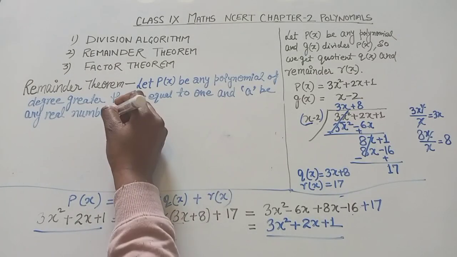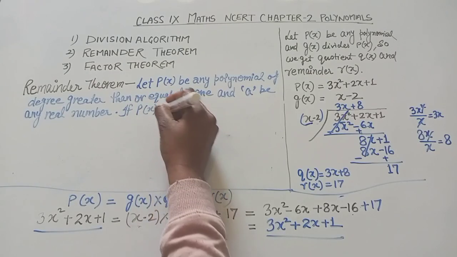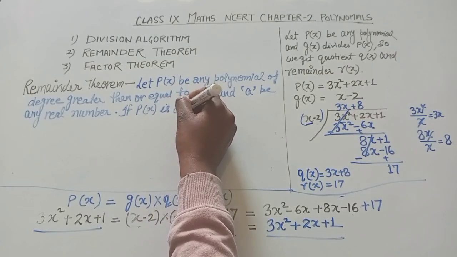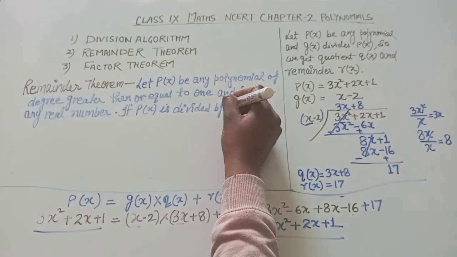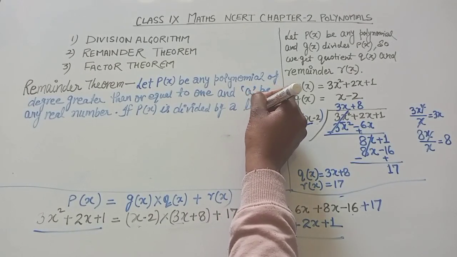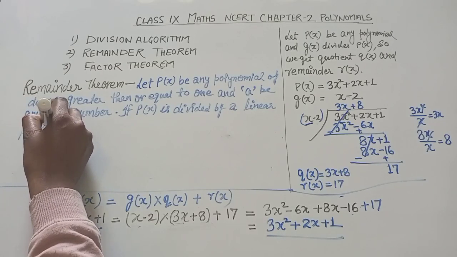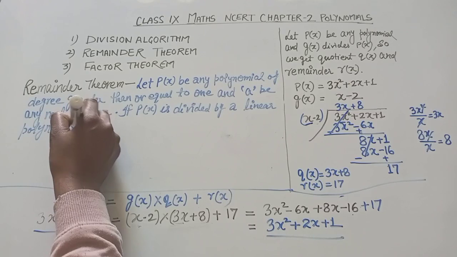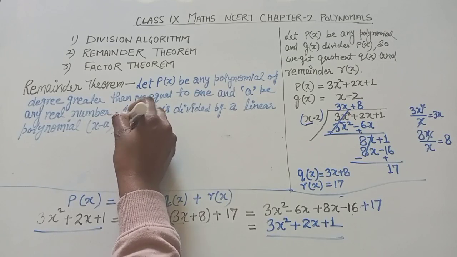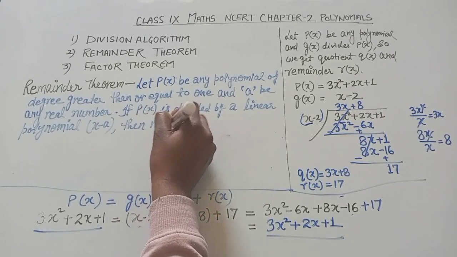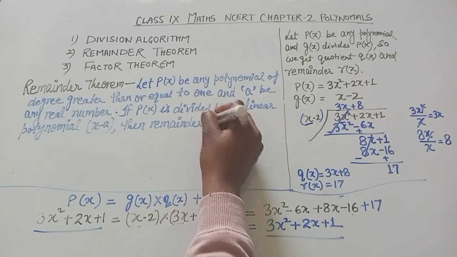if px is divided by a linear polynomial x minus a, then remainder is pa.